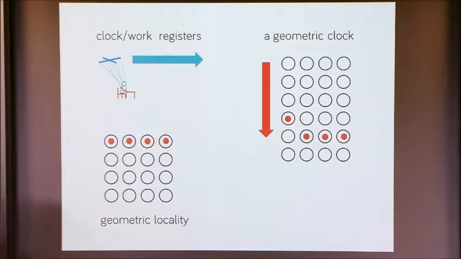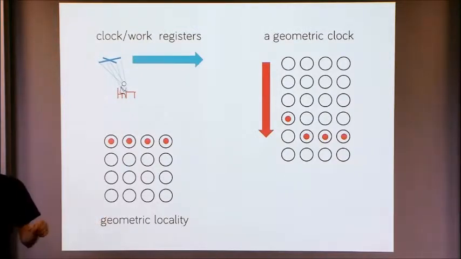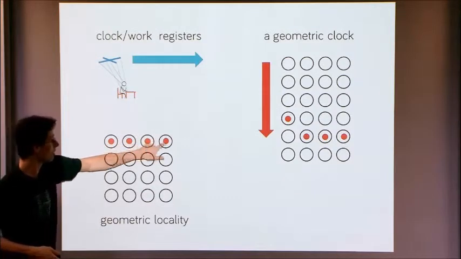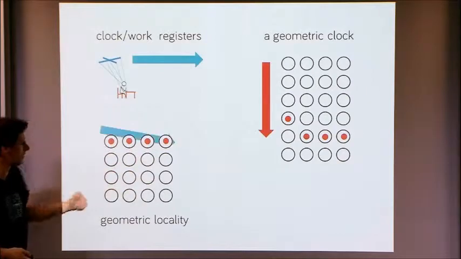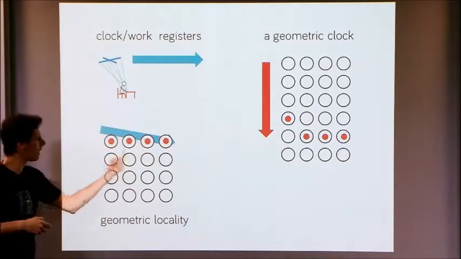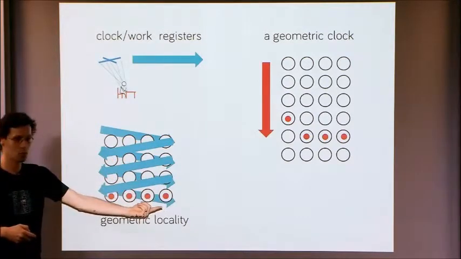It turns out that you can actually make these constructions really geometrically local, so that a particle is interacting only with a constant number of particles that are nearby and embeddable in 3D space. The way to do it is that, for example, this is your data, and the data wants to jump down a grid, and the clock register can be wound around this physically, this way.